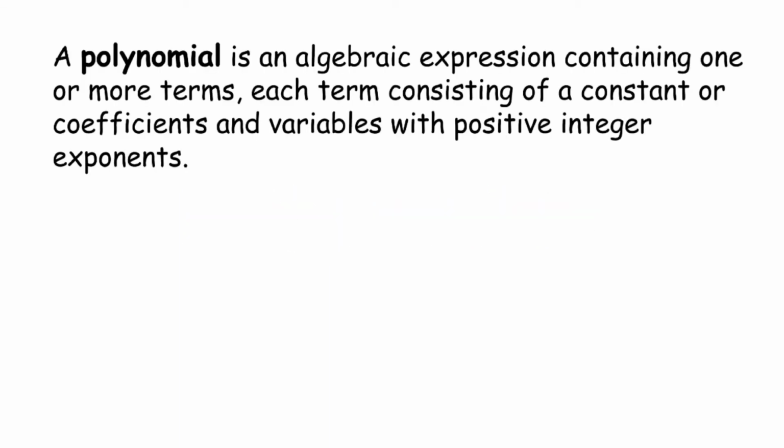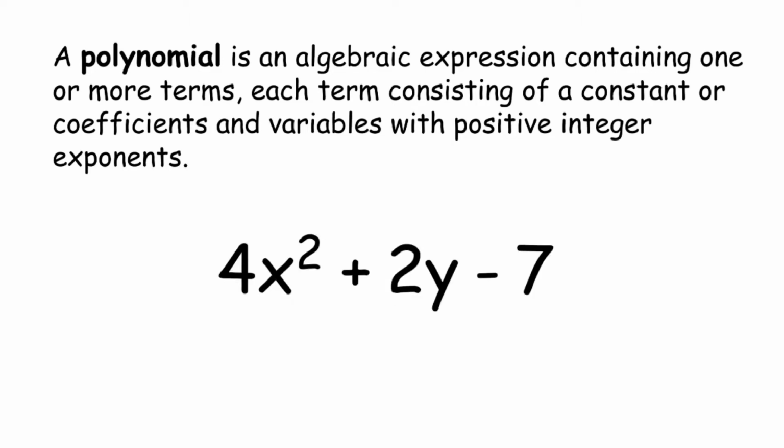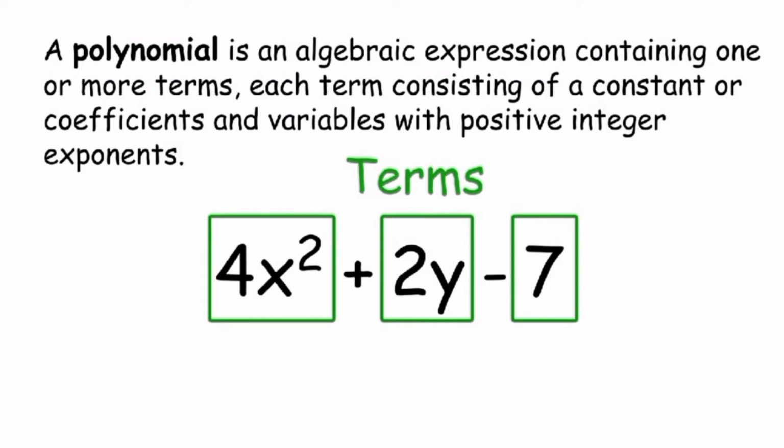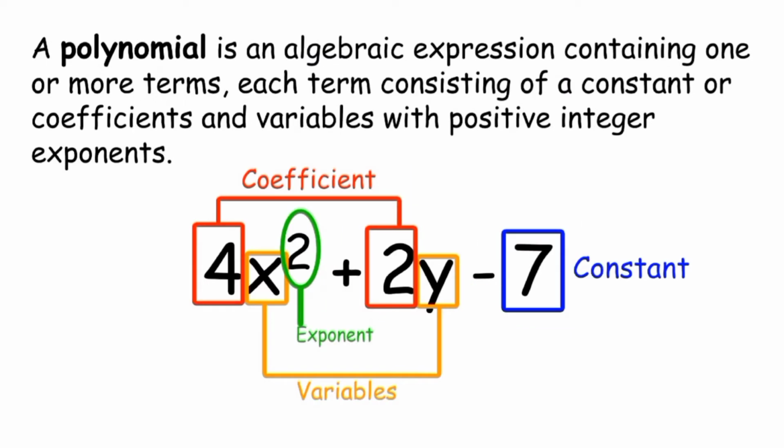Okay, a polynomial is an algebraic expression containing one or more terms, each term consisting of a constant or coefficients and variables with positive integer exponents. So 4x squared plus 2y minus 7 is an example of a polynomial, where terms are the parts of the equation generally separated by plus or minus signs. So each term consists of a constant or coefficients and variables with positive integer exponents.